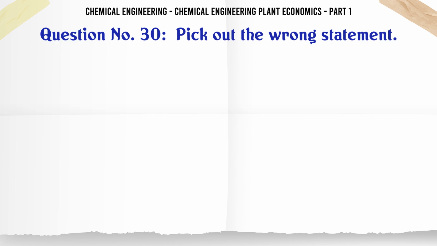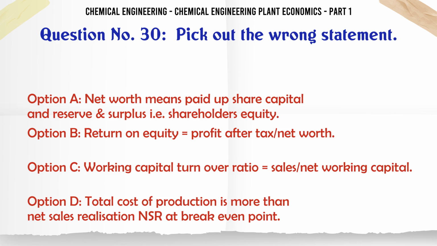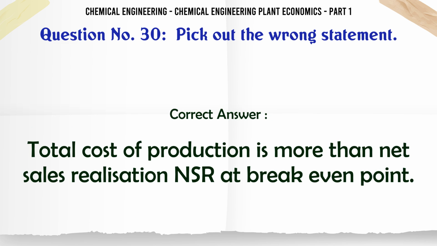Pick out the wrong statement. A. Net worth means paid up share capital and reserve and surplus, i.e. shareholders' equity. B. Return on equity is equal to profit after tax by net worth. C. Working capital turnover ratio is equal to sales by net working capital. D. Total cost of production is more than net sales realization NSR at break-even point. The correct answer is total cost of production is more than net sales realization NSR at break-even point.